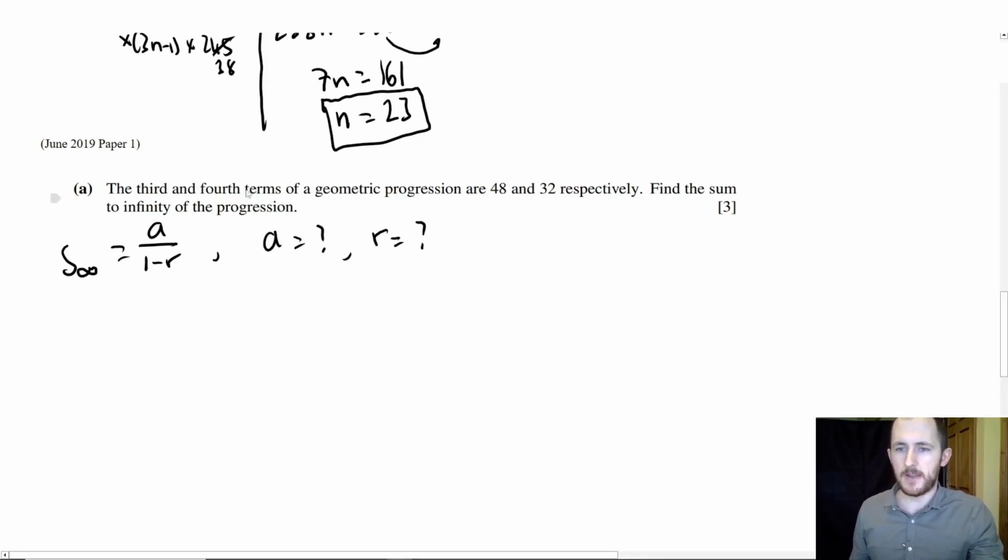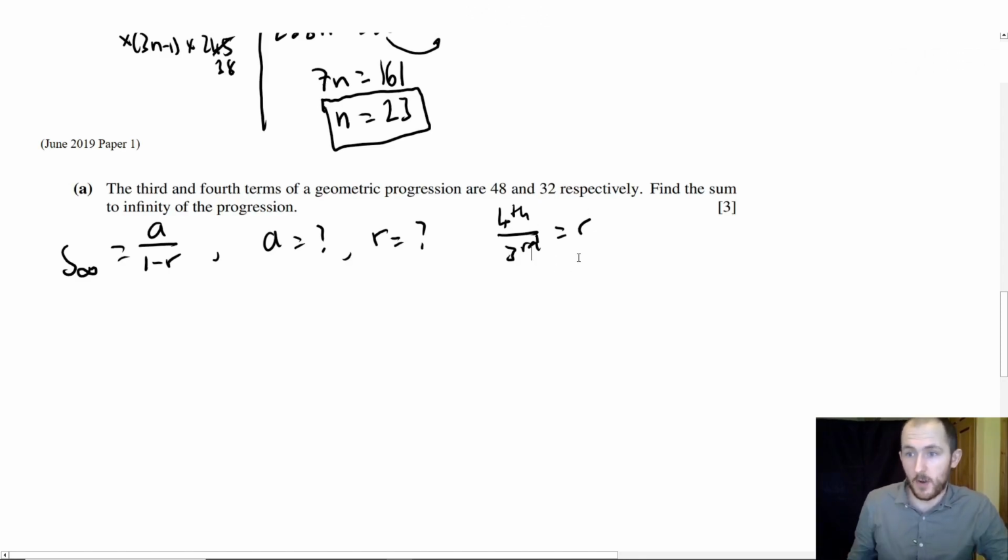Well, we have two adjacent terms right here, okay? So what if I take the fourth term and divide it by the third, I'll get r. Because what that will give me is what I times the third term by in order to get the fourth term.